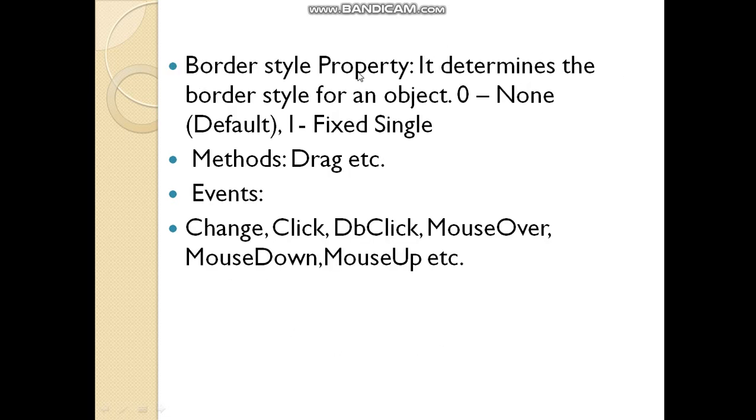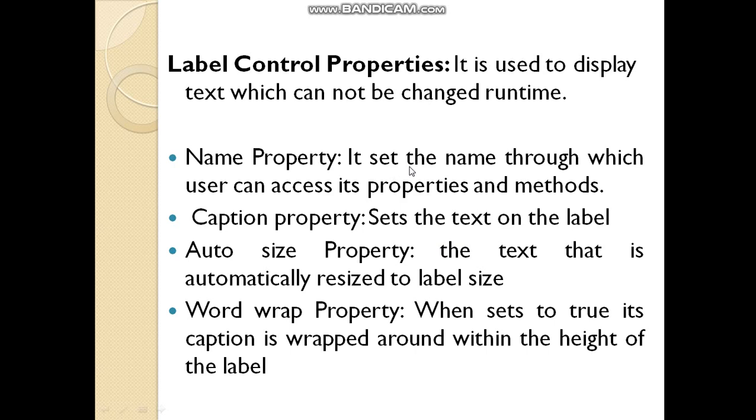Then the next one, border style. If you want to give any border style, 0 or 1 fixed size, like that. And drag is only one of the methods. Next, the events are change, click, double click, mouse over. These are all events of this label control.